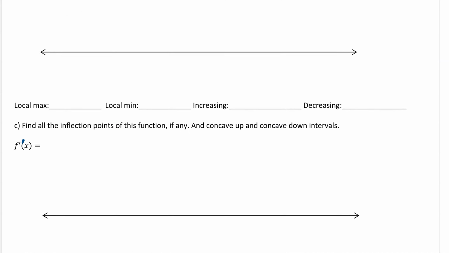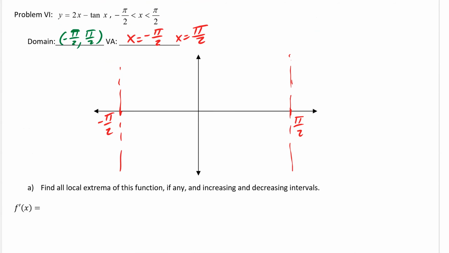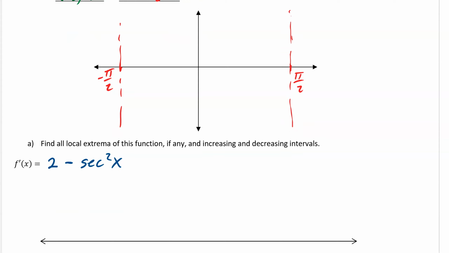So let's just put the first there so we can just transfer it. All right, so first derivative of this would be 2, and then the derivative of tangent is secant squared x, and then again we set it equal to 0. So if we solve for secant x, I'm going to do that over here. It would be square root on both sides, so we end up with plus or minus square root of 2.